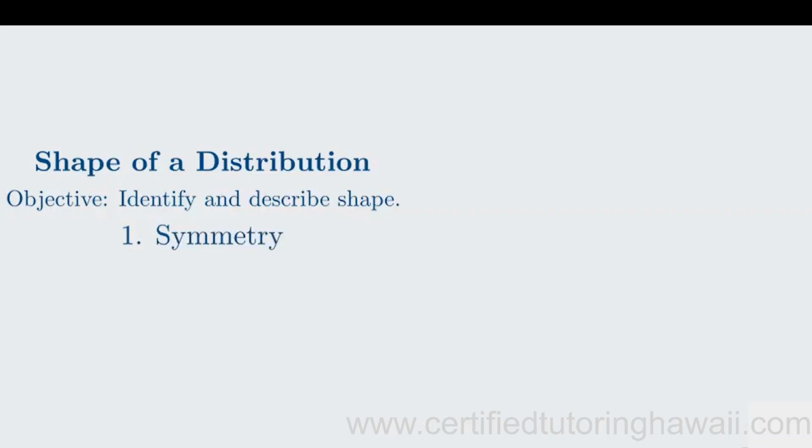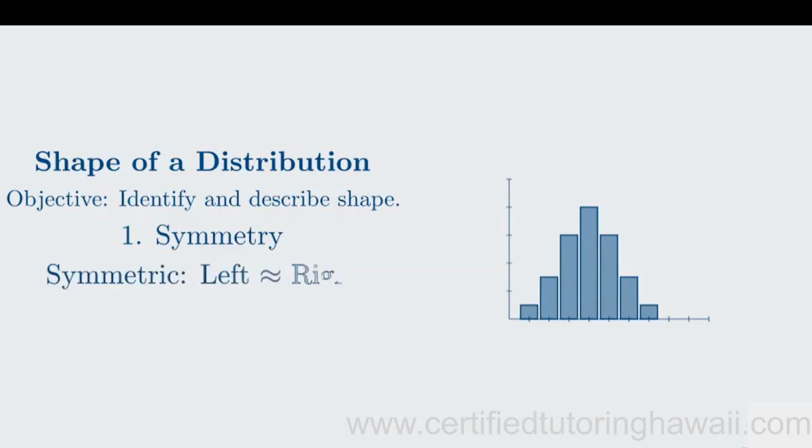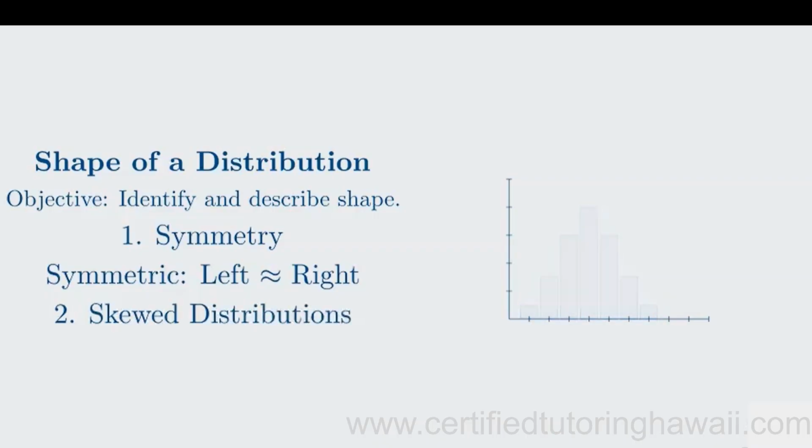Let's start with the overall shape of a distribution. When we talk about shape, we are looking at the big picture of how the data is grouped. Our goal is to identify and describe the shape of a distribution. The first thing we look for is symmetry. A distribution is approximately symmetric if the left half is roughly a mirror image of the right half. However, many distributions are not symmetric.